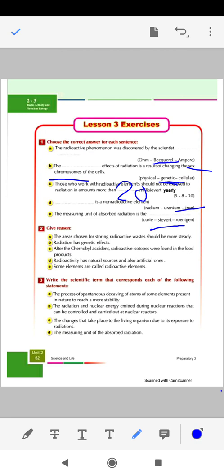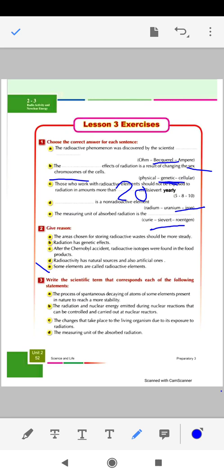طيب E. Some elements are called radioactive element. السؤال ده مهم جدا. هقول له because they contain number of neutron more than required for its stability.